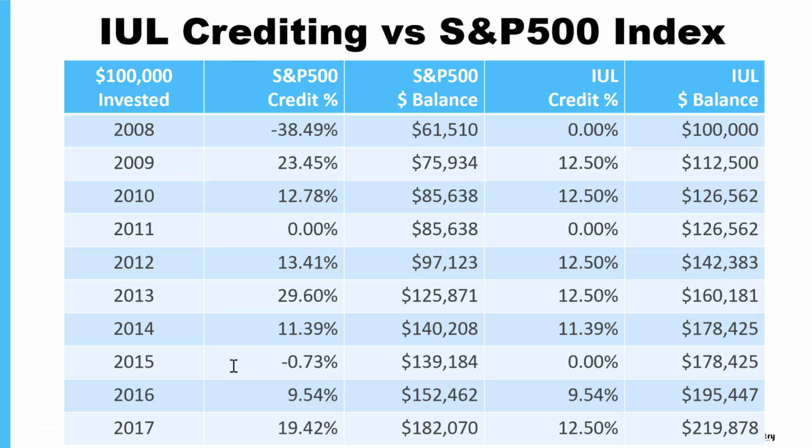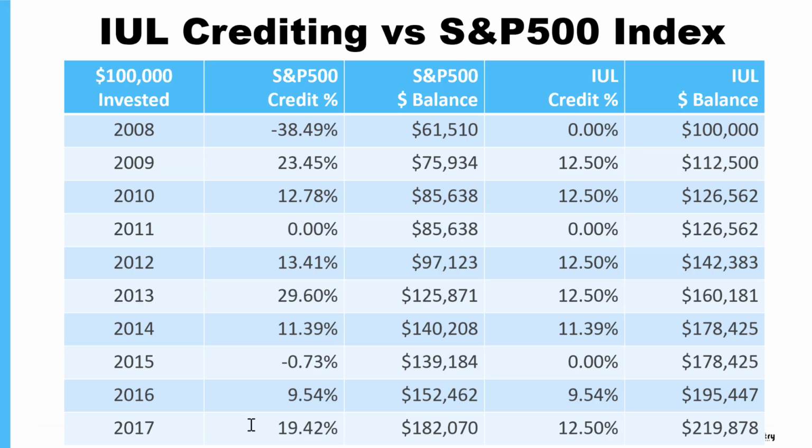So the market dropped by 0.73% over the year. That drops the balance in our S&P 500 fund to $139,184. Obviously, we still have our 0% floor over here on the IUL, leaving our balance the same. Okay, so 2016, the S&P 500 goes up 9.54%. That means the balance in our S&P 500 fund is now $152,462. Then over here on the IUL, we get the same 9.54% credited, bringing the balance to $195,447.